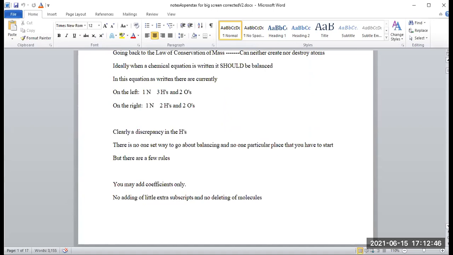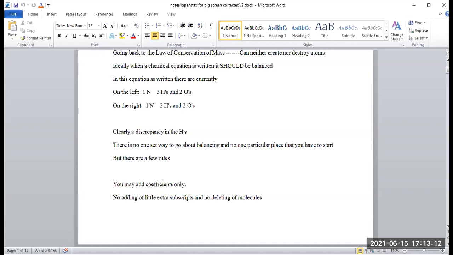but there are rules. You may only add coefficients. Think about this like algebra. If you have 6x, the 6 out in front of your x is your coefficient. If you have already existing subscripts, you can't change them or delete them, okay?